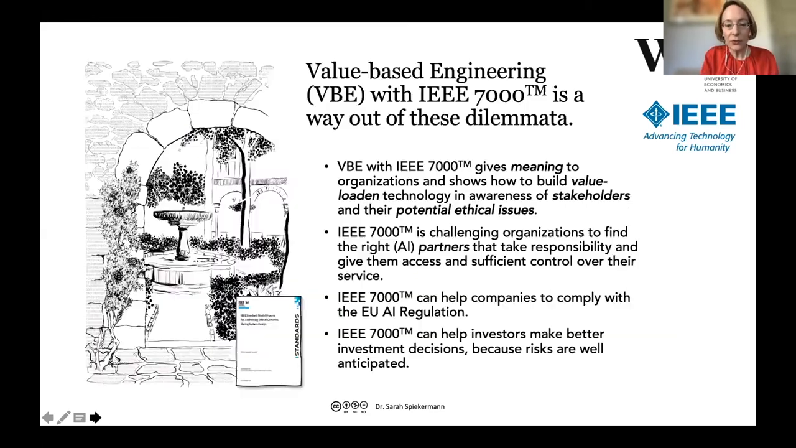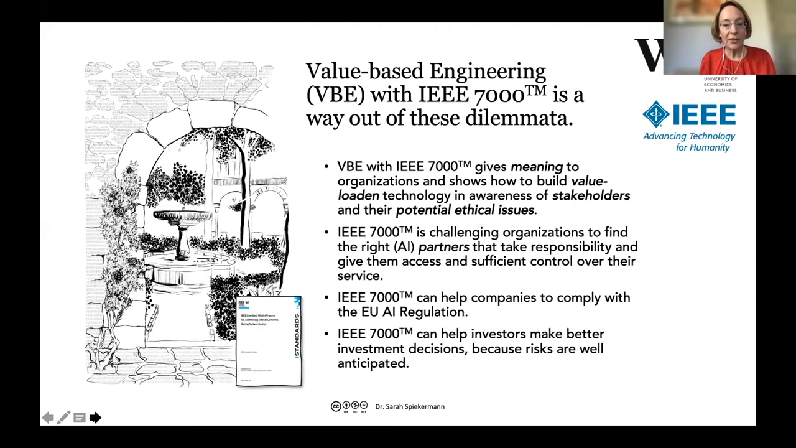So a lot of reasons why we thought value-based engineering's IEEE 7000 must address this. And you see already in this introduction that this goes far beyond a few value principle lists and some transparency in the system and privacy in the system. No, with value-based engineering using 7000, what we achieve is that we are giving meaning to organizations and their staff, meaning to startups and to young people who want to create value with technology, building value-loaded technology, deeply aware of stakeholder needs and potential ethical issues, and not only going for quick money.